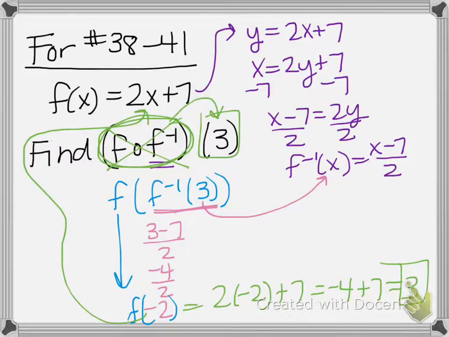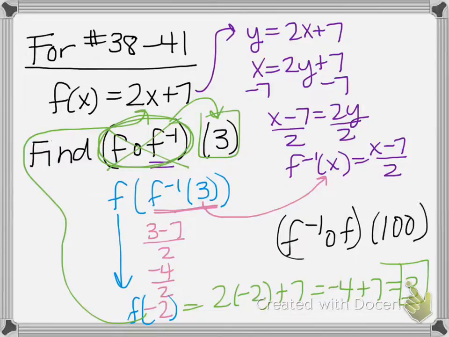So if I had any kind of problem, it doesn't matter what it said, but if I had another problem that said f negative 1 of f of 100, then what's going to happen here is, because it's a function and its inverse, those are opposites of each other, these are going to cancel out, your answer is just going to be 100. So technically all this work I just did, you don't have to do. I was just proving to you that it worked.